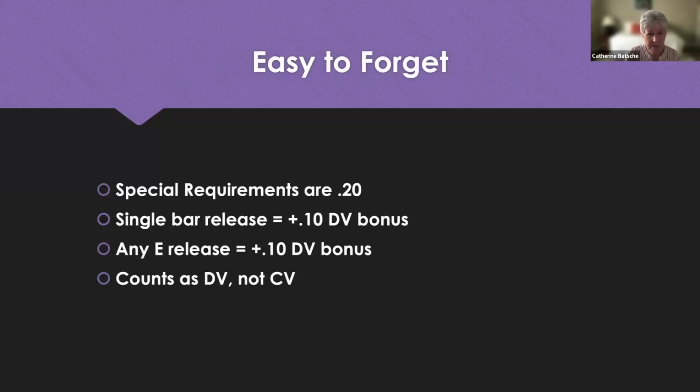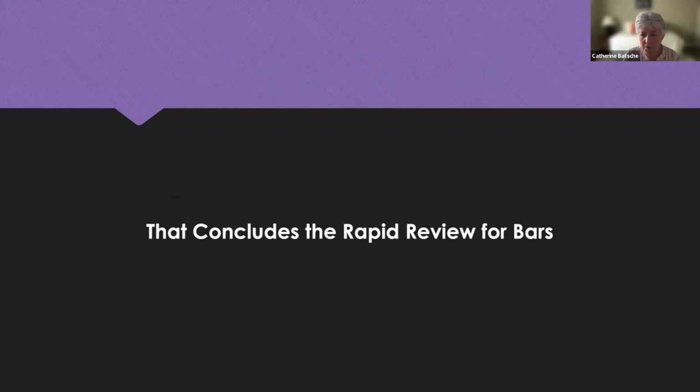Here are a few things that are easy to forget when we're making the transition from the age group programs to the collegiate programs. Special requirements are 2/10, not 5. Single bar releases get 1/10 DV bonus, and any E release gets 1/10 DV bonus. Remember that the latter two count as DV, not as CV. This concludes the rapid review for bars.